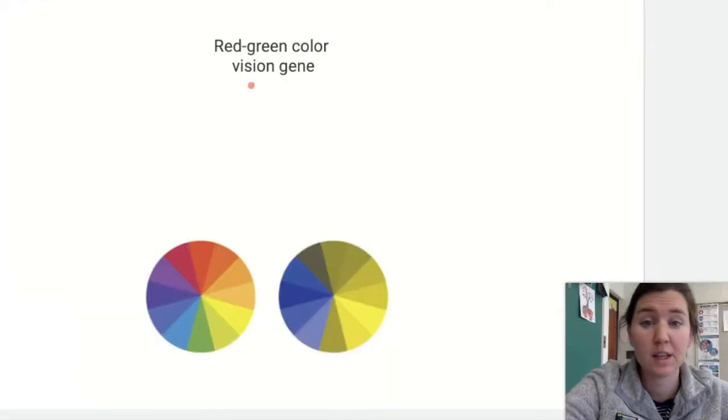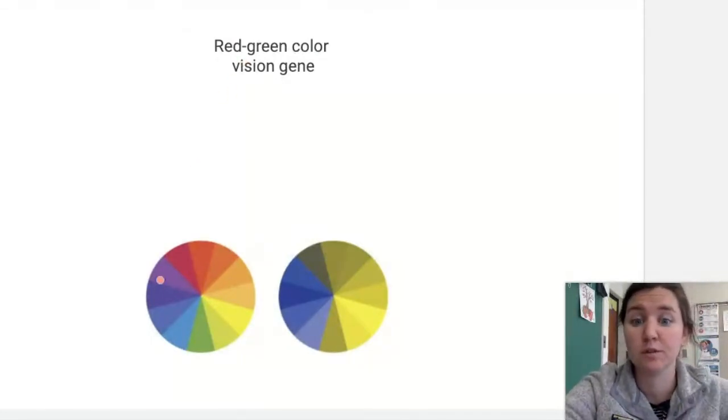So one of the genes that's on the X chromosome is this red-green color vision gene. And so this gene allows you to distinguish between red and green. And so if you have normal vision, you can see all these colors. This is what it would look like if you were red-green colorblind.